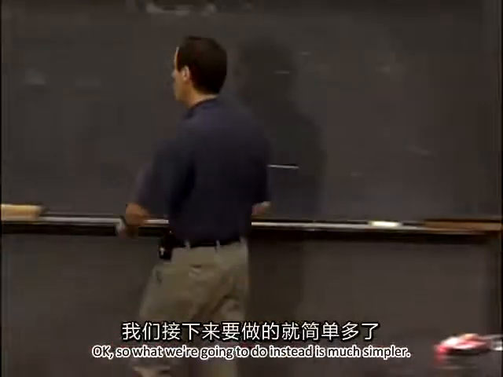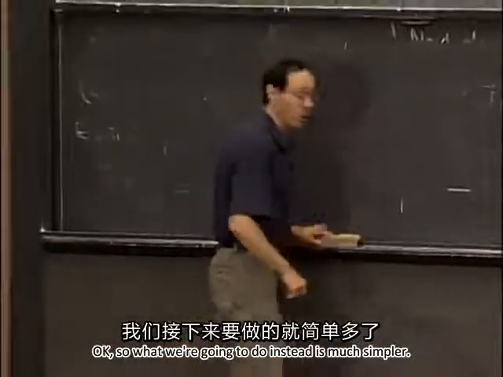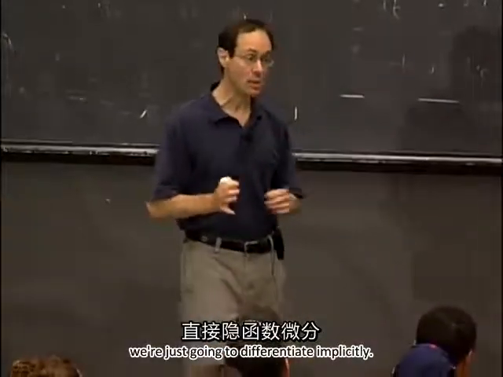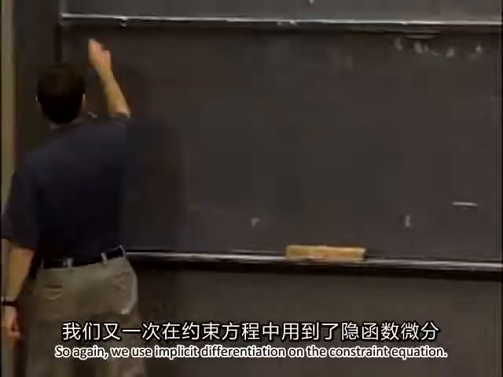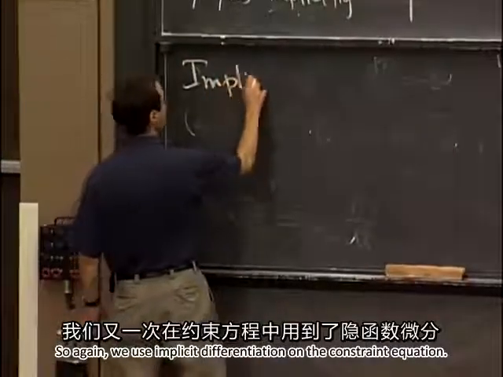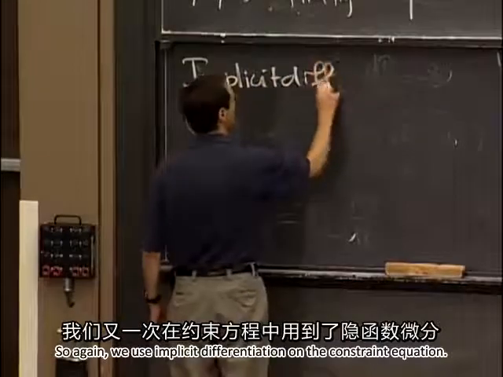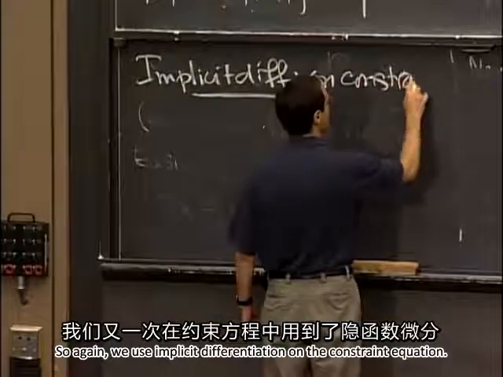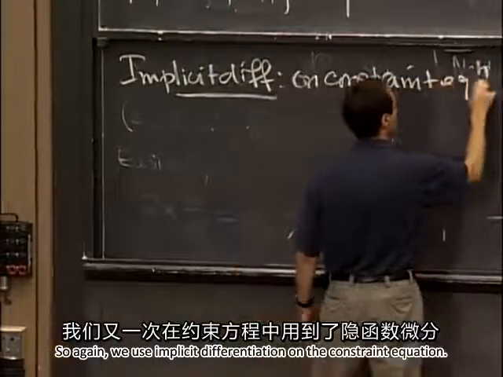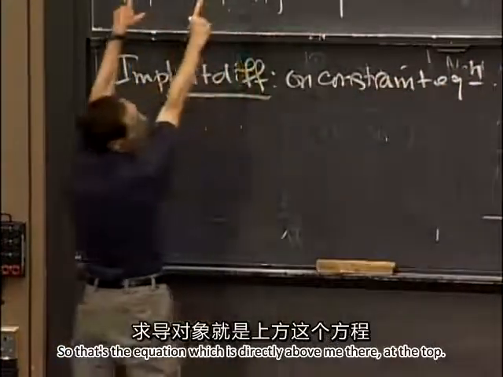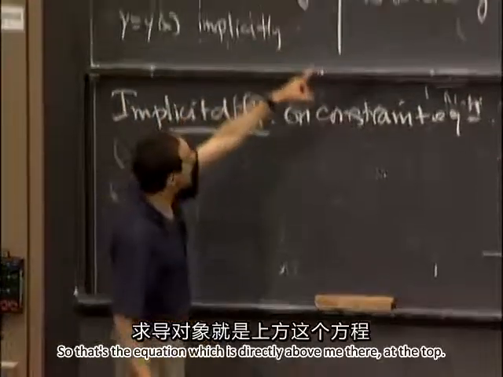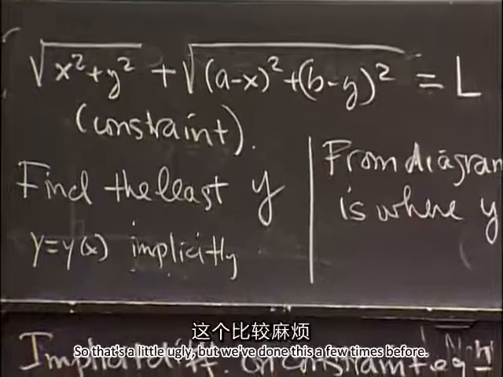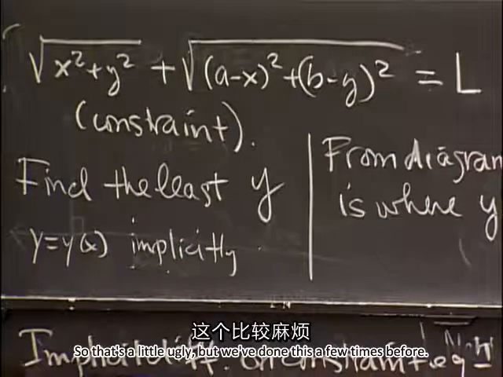Okay, so what we're going to do instead is much simpler. We're going to leave this expression alone, and we're just going to differentiate implicitly. So again, we use implicit differentiation on the constraint equation. That's the equation directly above me there at the top, and I have to differentiate it with respect to x. That's a little ugly, but we've done this a few times before.